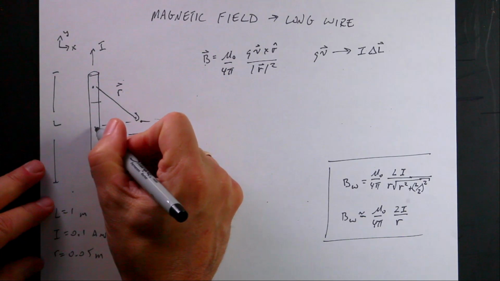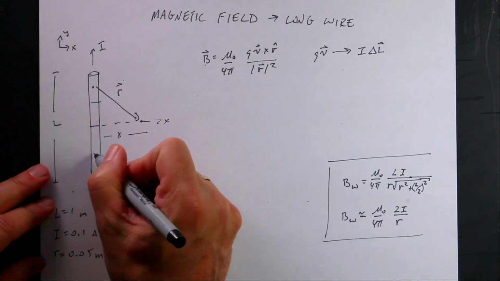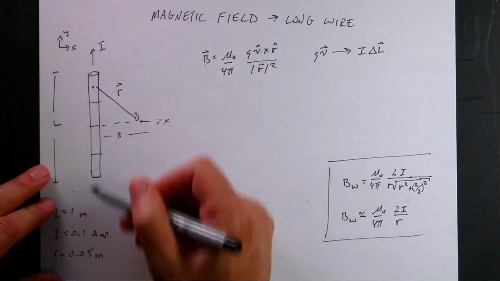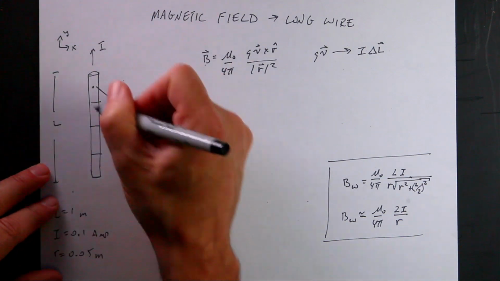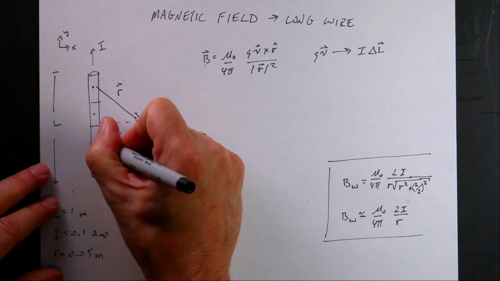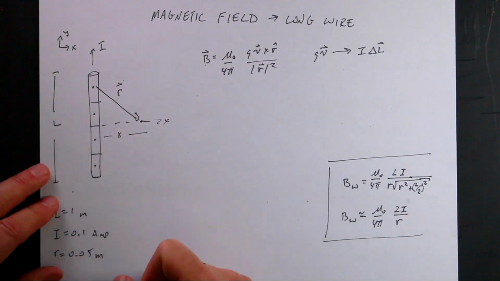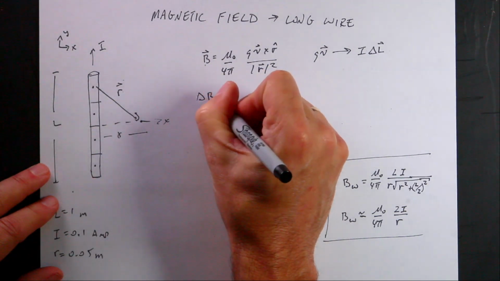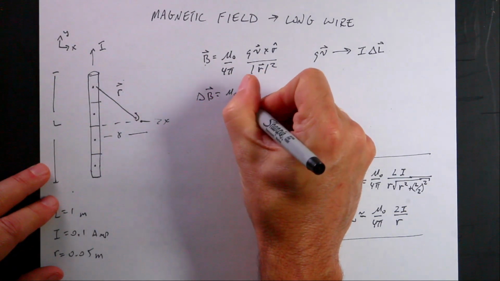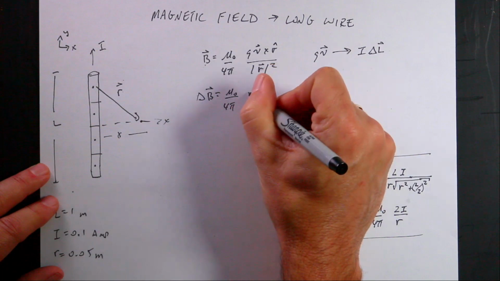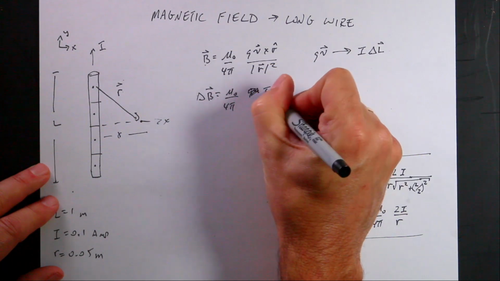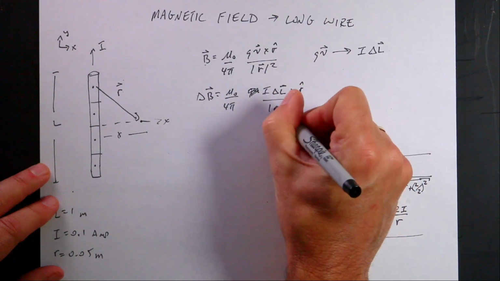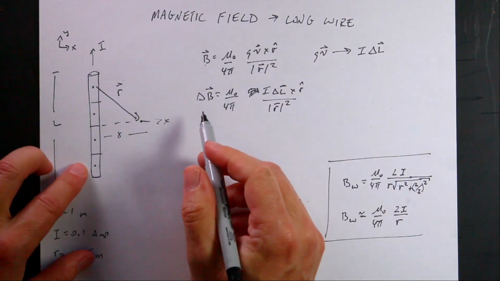Okay, so let's say that we break the wire into 4 pieces, and then we're going to assume each piece is a wire that's only at a point. Then I can use this equation: delta B equals mu naught over 4 pi, I delta L vector cross r hat over the magnitude of r squared. And that's just the magnetic field due to that one piece.